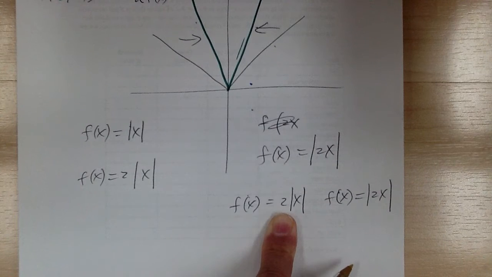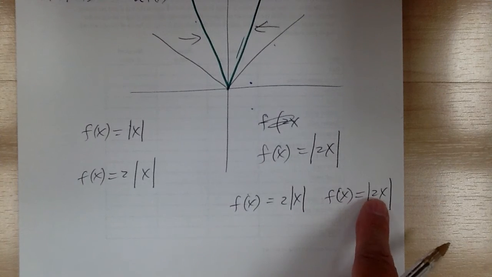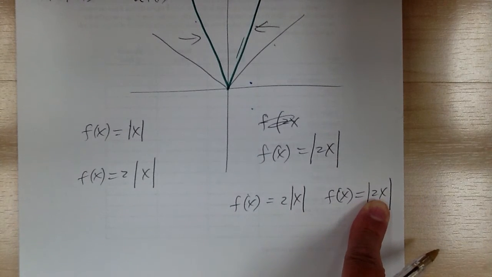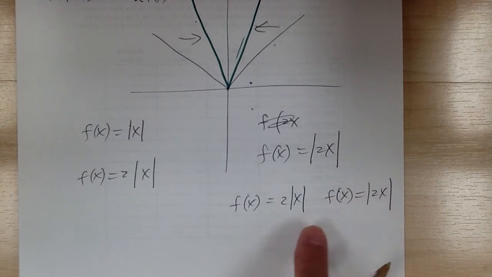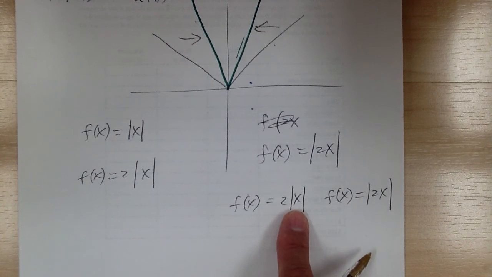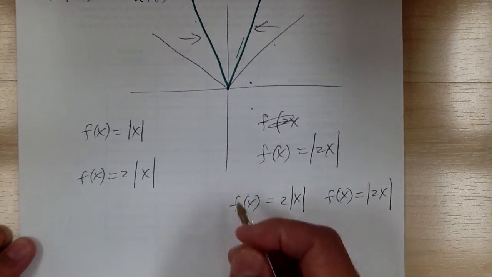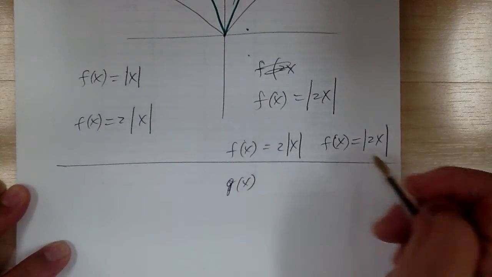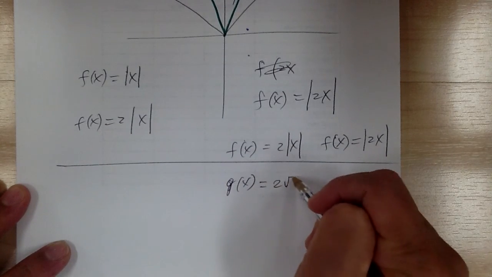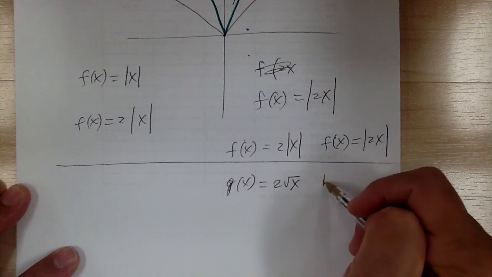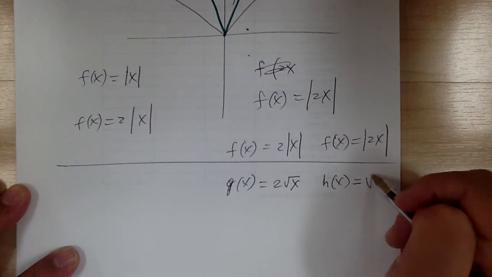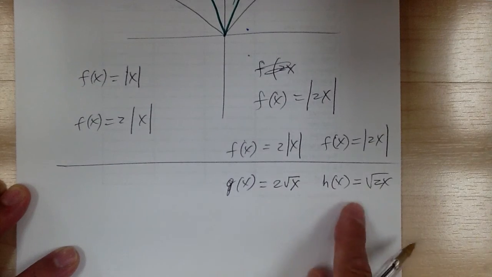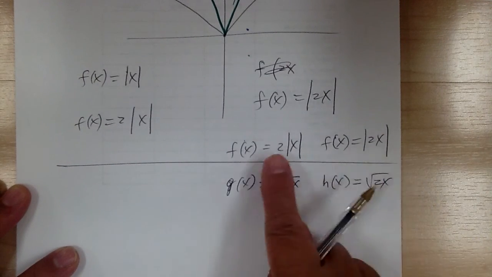You can read the warning. It says, though the pictures that result from 2 times the absolute value of x and the absolute value of 2x are the same, a vertical stretch by 2 and a horizontal shrink by 2 are not generally the same thing, especially if you have something other than the absolute value, like the square root. An example of that would be g of x equal to 2 square root of x, and h of x equal to the square root of 2x. Again, they are not the same. So just be aware of that. Sometimes some functions are the same, sometimes they are not.